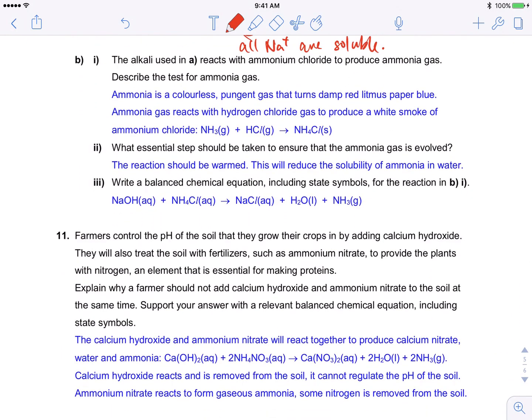Okay, alkali used in A, gas with ammonium chloride to produce ammonia gas. What is the test for ammonia gas? So you describe the test. This part, ignore. Not tested.